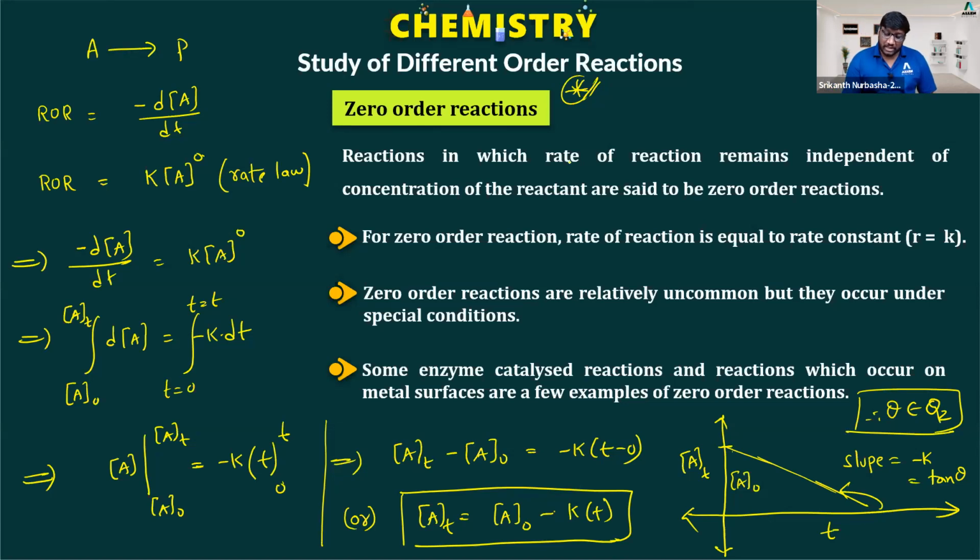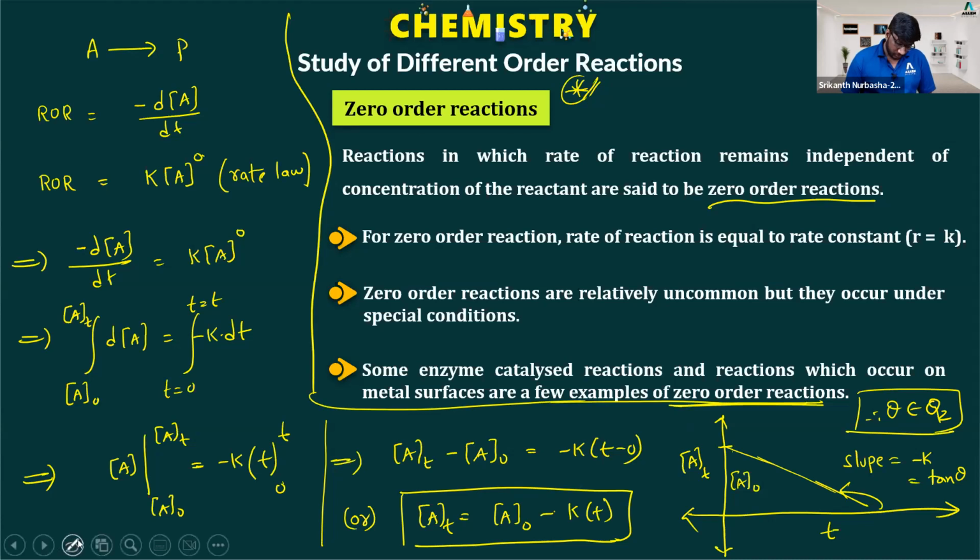Okay. So reactions in which rate of reaction remains independent of concentration of reactant are said to be zero order. For zero order reaction, rate of reaction is R equal to k into concentration of A power 0. That means R equal to k directly. Zero order reactions are relatively uncommon, but they occur under special conditions. Some enzyme catalyzed reactions and reactions which occur on metal surfaces are some examples of zero order reactions. This is all the mathematics, whatever I have discussed. We'll see the same mathematics in the upcoming slides.